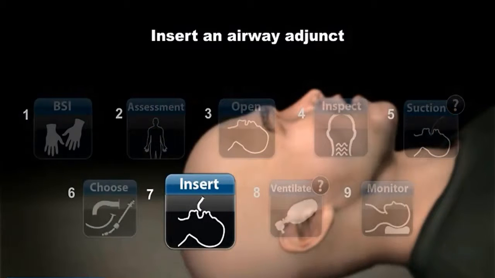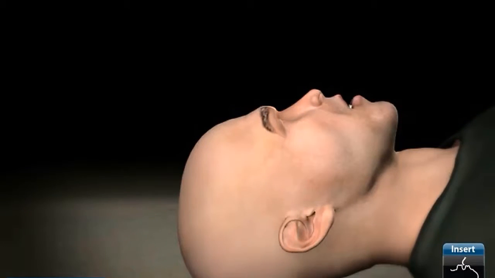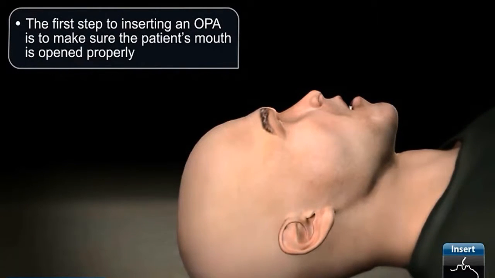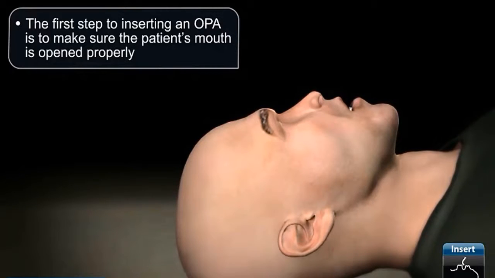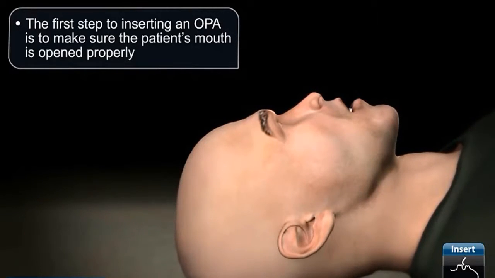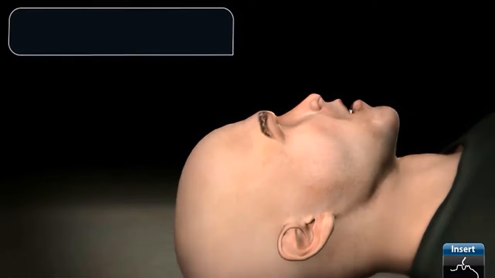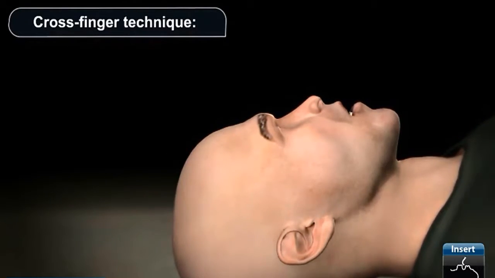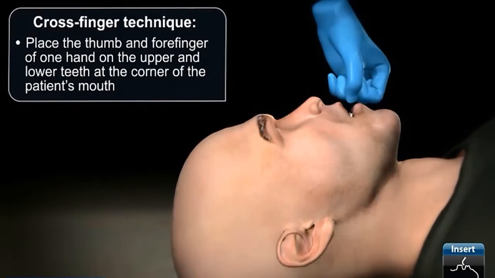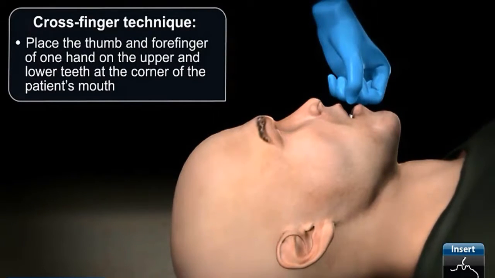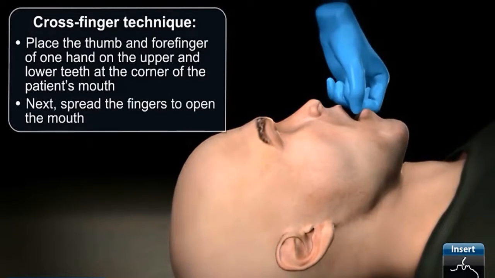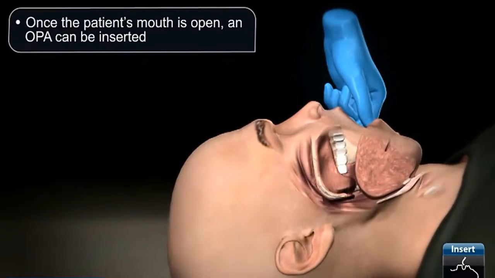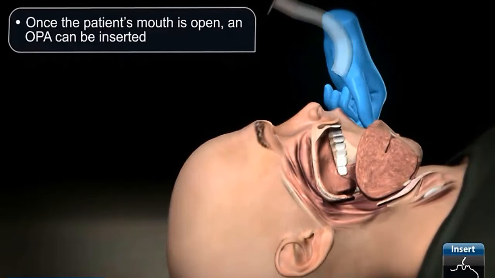Insert an airway adjunct. The first step to inserting an oropharyngeal airway is to make sure the patient's mouth is opened properly. In order to open a patient's mouth, perform the cross-finger technique. Place the thumb and forefinger of one hand on the upper and lower teeth at the corner of the patient's mouth. Next, spread the fingers to open the mouth. Once the patient's mouth is open, an oropharyngeal airway can be inserted.